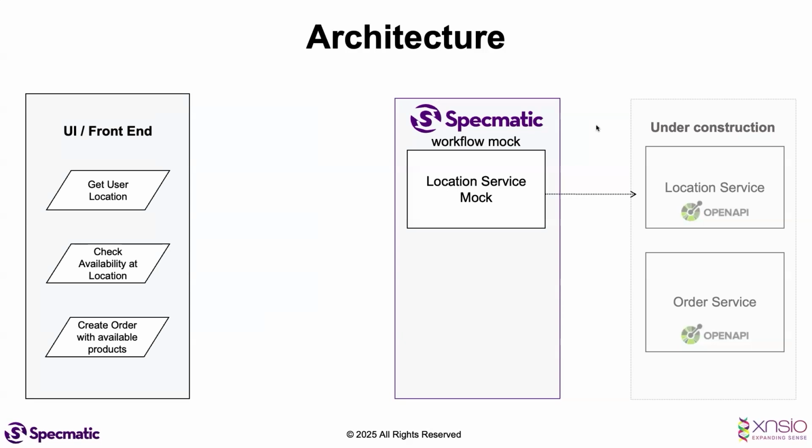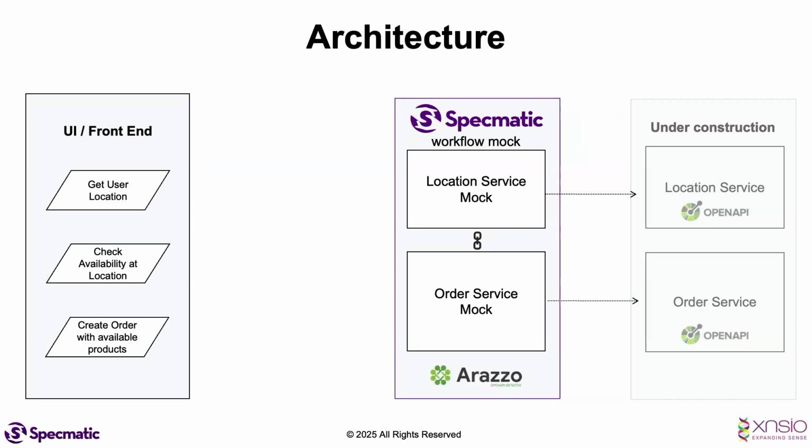In this case, it would be a location service mock to emulate the location service, and an order service mock to emulate the order service. And more importantly, to have a linkage between these mocks to make sure that they give coordinated responses to support the journey that is required by the front end. And as with any case, we always depend on an industry standard specification for any behavior. For establishing the link between multiple mocks, we are using the Arazzo API specification.